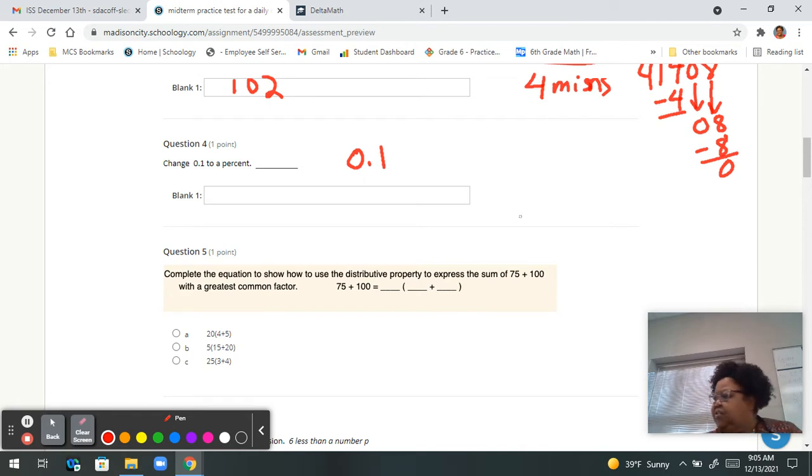The instructions tell us to move the decimal 2 places to the right. So I'm going to go over 1 place. Oops, I don't have enough, so I need to add a 0. Remember, we can add as many zeros as we want, and that's going to put that there. So that's equal to 10%. You don't have to put the percent in here on this fill in the blank.